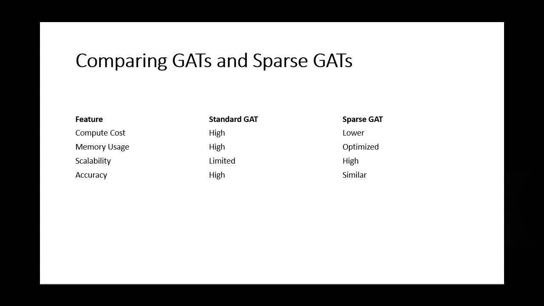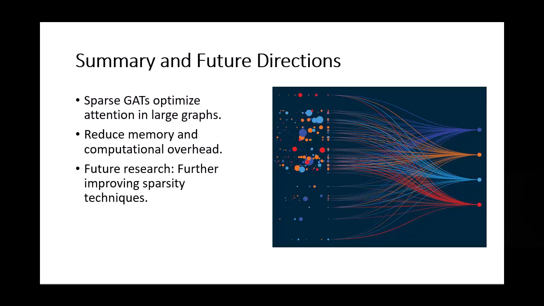Memory usage is high for the standard GAT, but for the sparse GAT it is optimized, because of the filter network. Then the scalability, it's limited under the standard GAT, but with the sparse GAT there is a lot of scalability. And then the accuracy, they are almost the same. They both have high accuracy. Yes, and it is important to note that so that you know the difference between the GATs and then the sparse GATs.